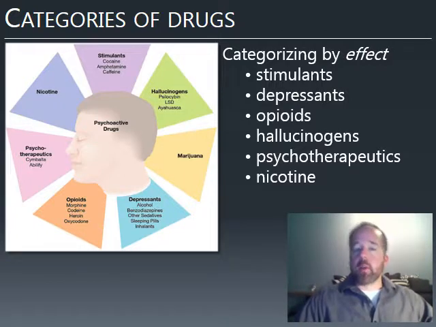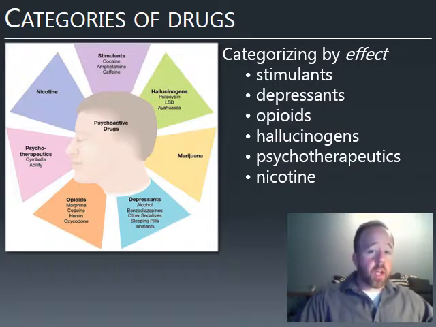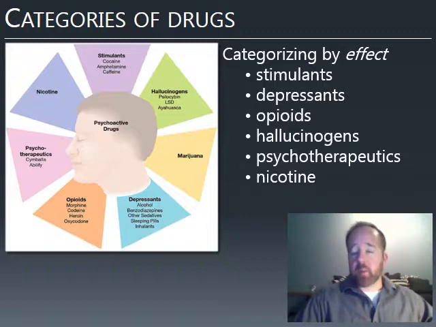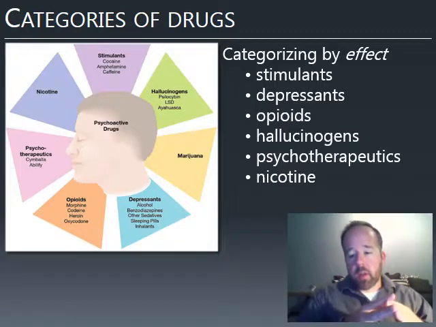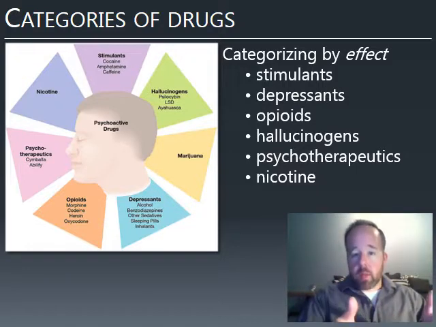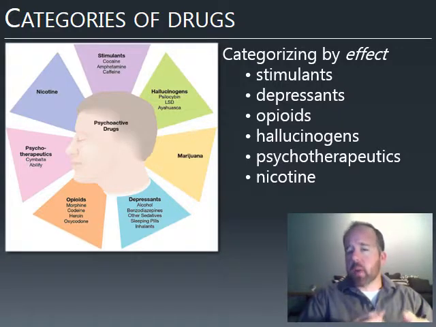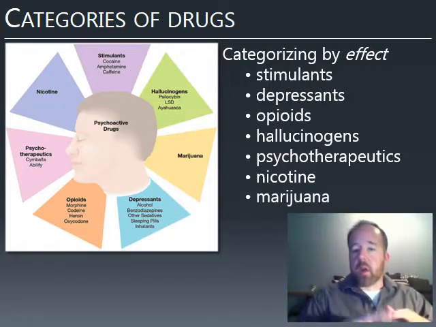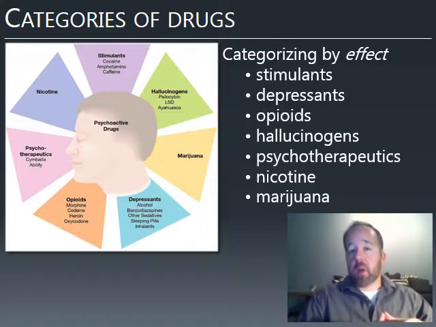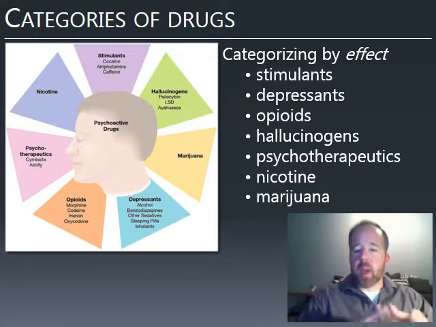Nicotine is sort of a category unto itself. In many ways, it is a stimulant, but in some important ways, it also has effects like depressants. People use cigarettes both to have those excitatory effects, but also to relax. So this is an unusual combination of effects in the case of nicotine and smoking. There's also marijuana. Marijuana has sort of a combination of effects. It is historically sometimes classified as a depressant, but in sufficient quantities, it can act as a hallucinogen. So again, it has this combination of effects, so we kind of put it in its own category.